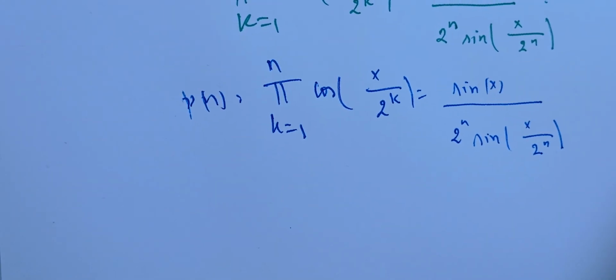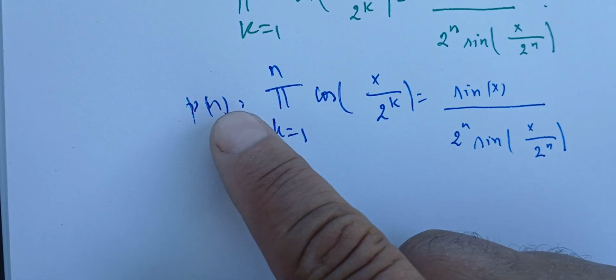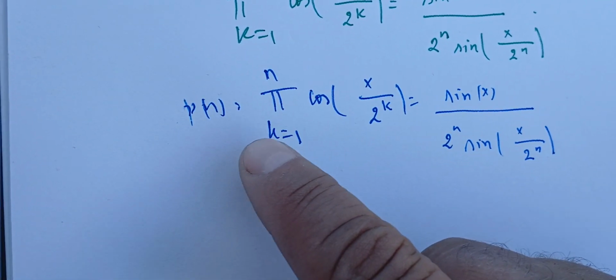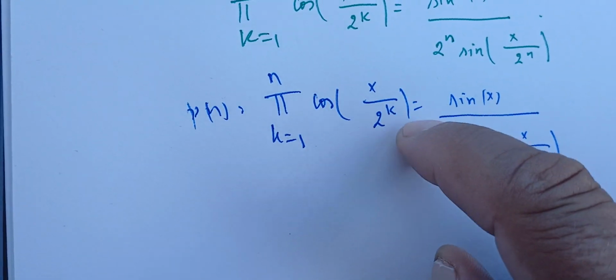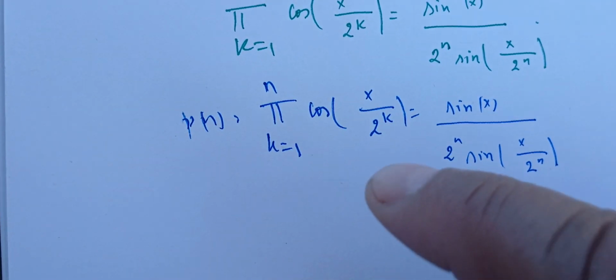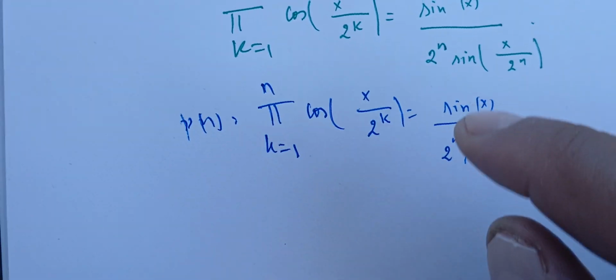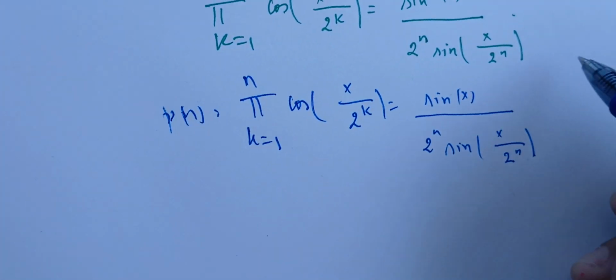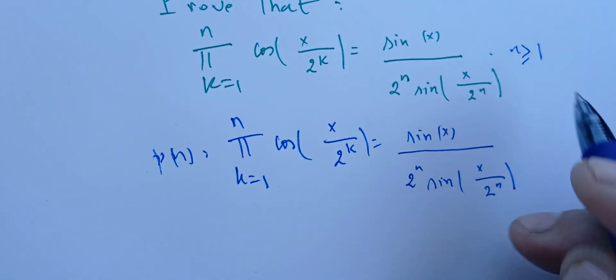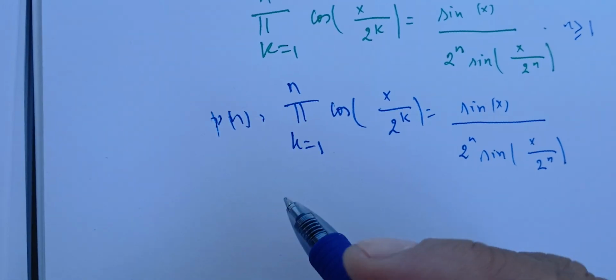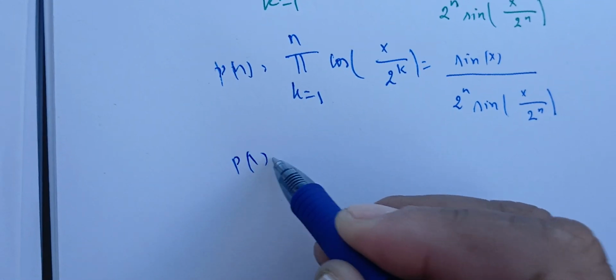First, we're going to prove that P of 1 is true. We're going to assume that this statement is true for n, and we're going to prove that it's true for n plus 1. And after that, we're going to deduce that the result is true for all n bigger than 1, n positive integers.